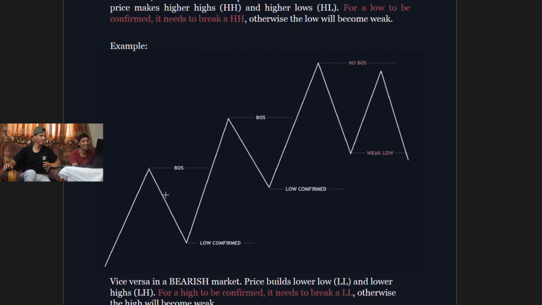As we saw in the previous market structure, you have your higher low, higher high, higher low, higher high, higher low, and so on. So you can see this higher high didn't take out this previous higher high. That means this low is a very weak low. This low is confirmed because this higher high was taken out by this higher high here. So this low is very confirmed, if you get that.